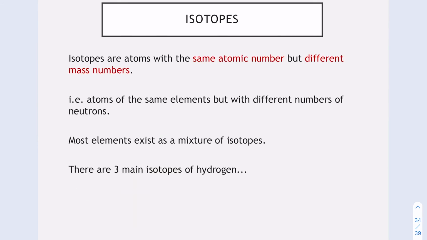Now one of the last new terms that we're going to learn is something called an isotope. An isotope is an atom with the same atomic number but different mass numbers. For example, atoms of the same element but they have different numbers of neutrons. Most elements exist as a mixture of isotopes. For example, there are 3 main isotopes of hydrogen.